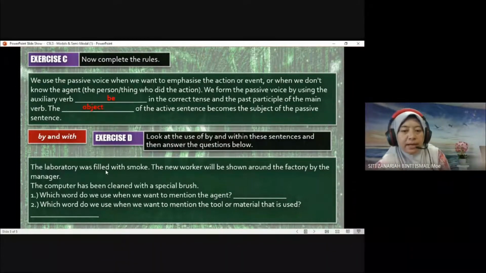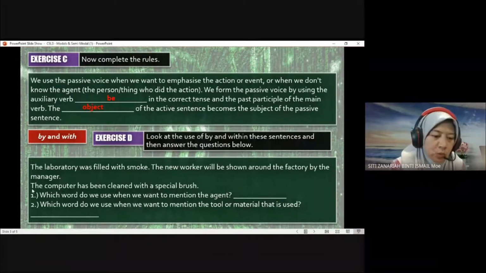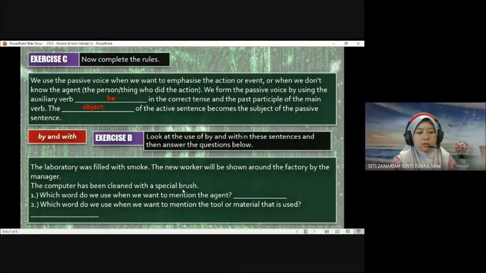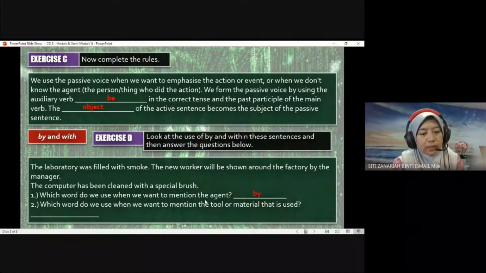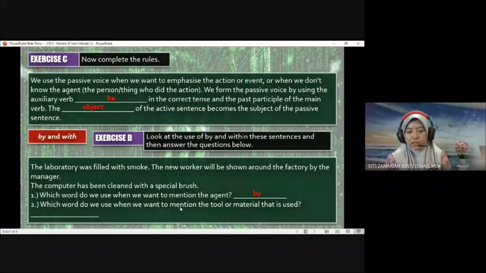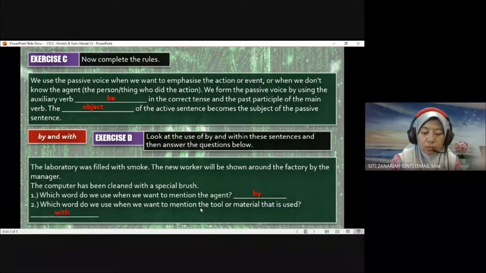Look at the use of by and with in these sentences and then answer the questions. The first one: the computer has been cleaned with a special brush. Which word do we use when we want to mention the agent? Okay, we want to mention the agent, we use by. It is written by, it is created by, it is invented by. Which word do we use when we want to mention the tool or material that is used? Okay, you can use with.